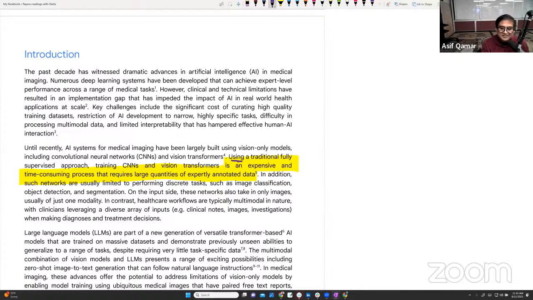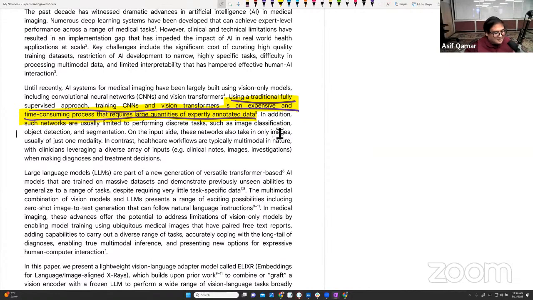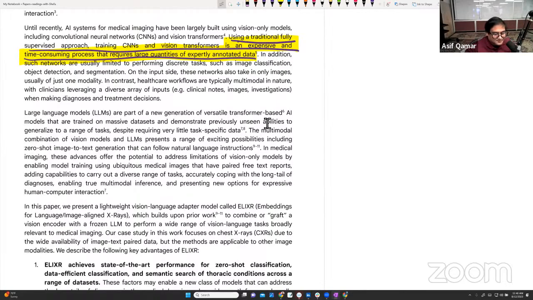So one thing that they mentioned, which to people who have been going through this whole process, we know was almost inevitable. This statement: using a traditionally fully supervised approach, training CNNs and vision transformers is an expensive and time-consuming process that requires large quantities of expertly annotated data. True, isn't it? We have known that is true. To pre-train, and we would use the word pre-training, those models takes a long, long time. And training it for a specific domain after that, fine-tuning it, also takes a long time.